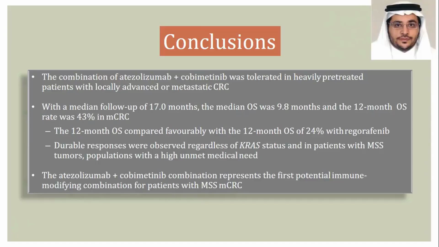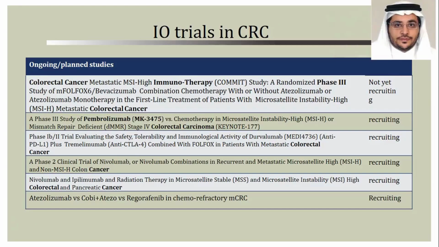They are going to do phase 2 and phase 3 trials to examine the role of immunotherapy plus MEK inhibitor in MS stable disease, although I do believe there is no role of immunotherapy in MS stable disease. There are a lot of trials going on. The two most important ones are the randomized phase 3 trial with FOLFOX bevacizumab plus or minus atezolizumab, and the pembrolizumab head-to-head trial in the first-line setting against our standard chemotherapy for patients with MSI.